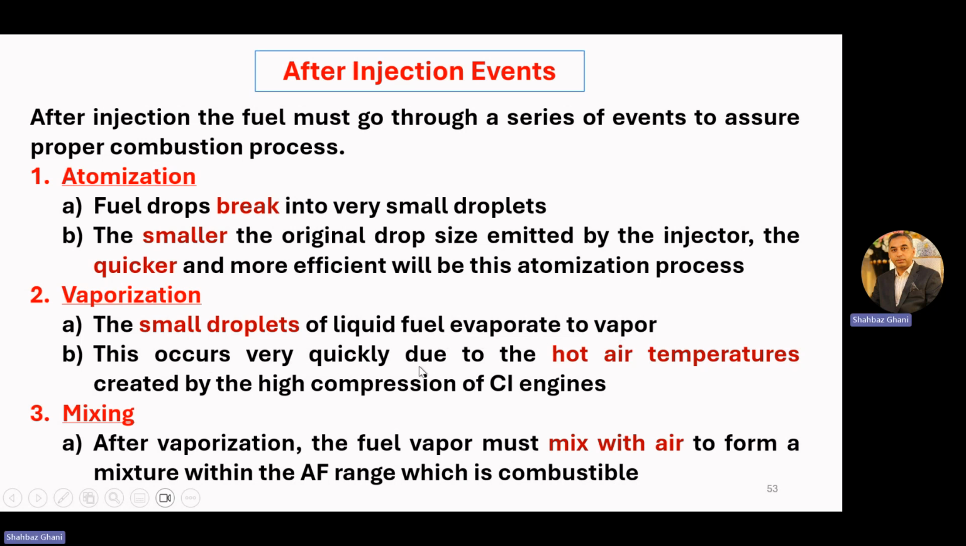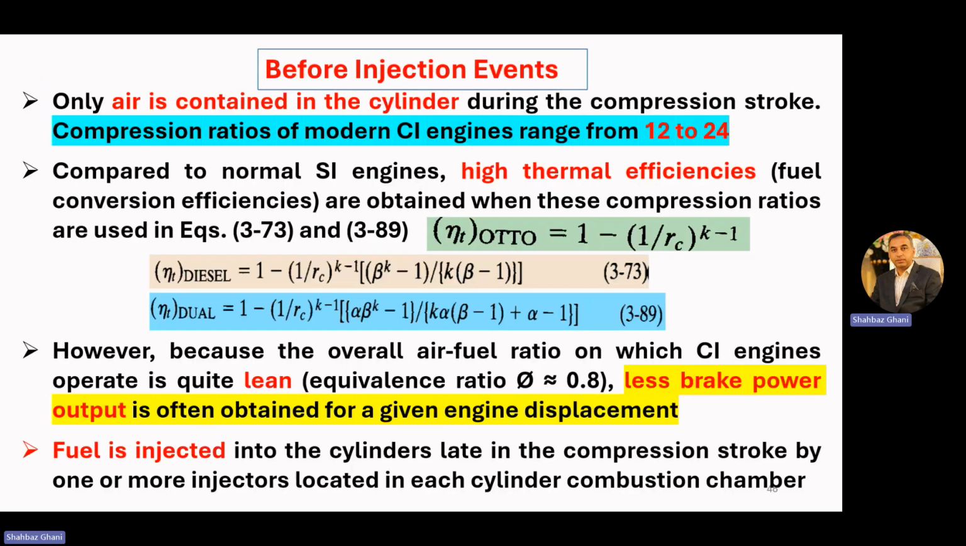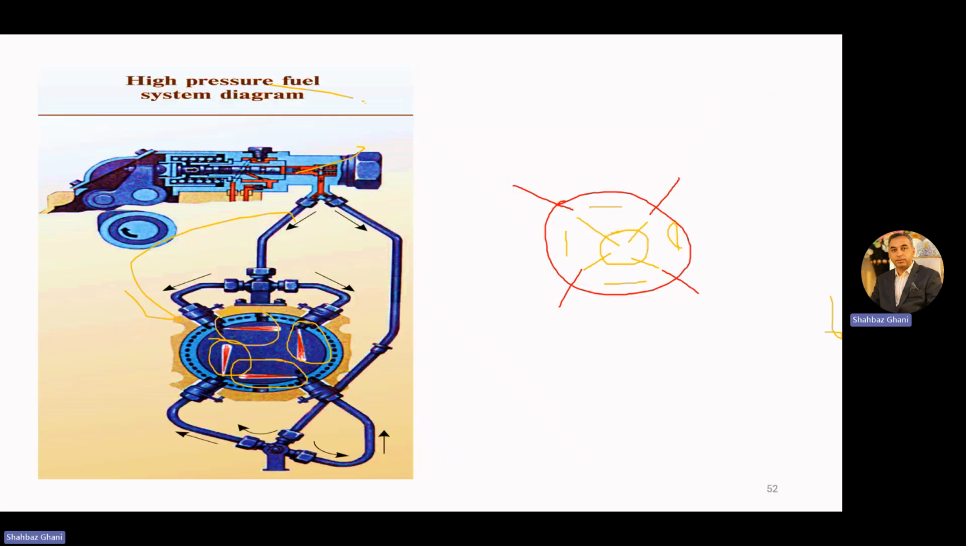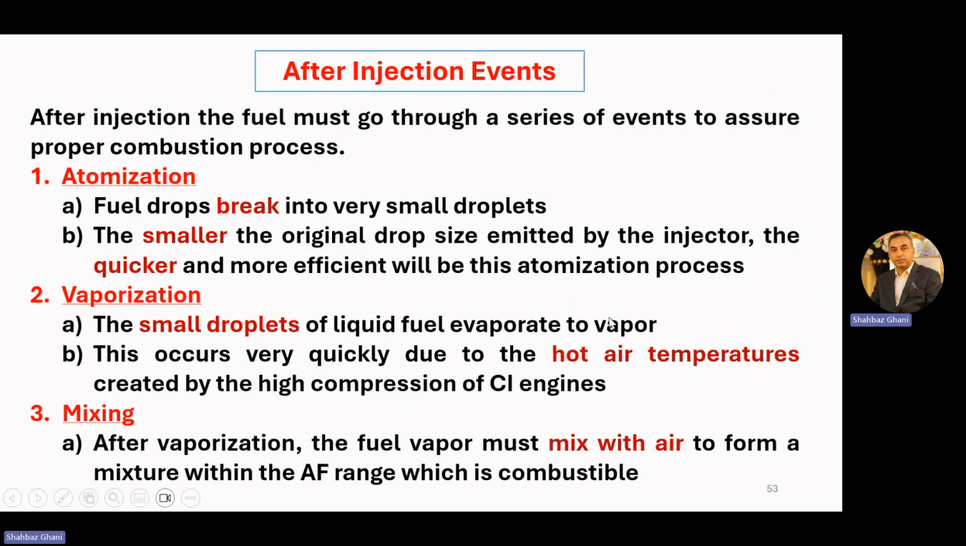This occurs very quickly due to the hot air temperature created by the high compression of a CI engine. As we have studied, the compression ratio at which they are operating is 12 to 24. So high compression ratio means temperature is high, pressure is high. So this occurs very quickly due to the hot air temperatures created by the high compression of a CI engine.